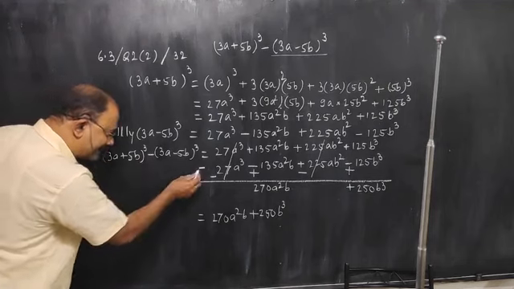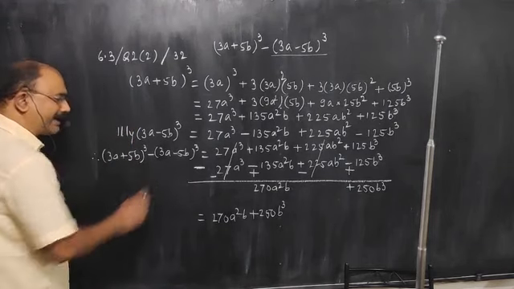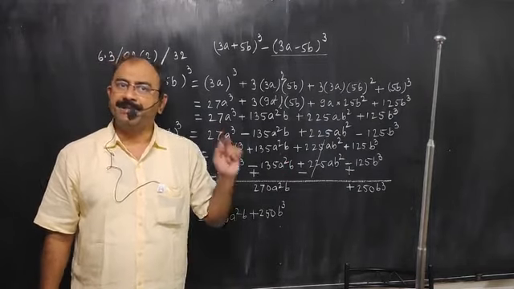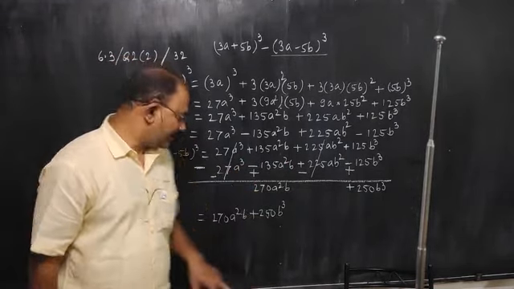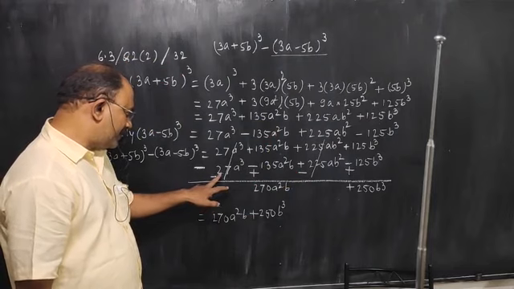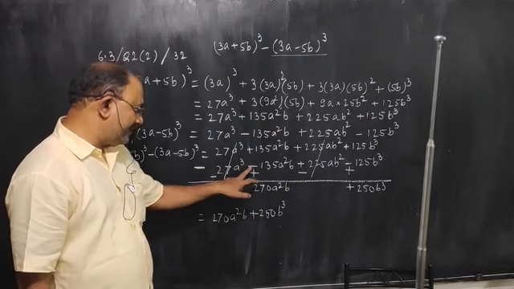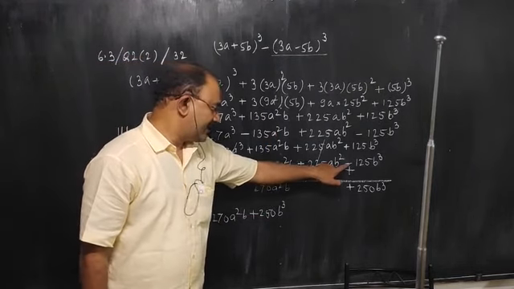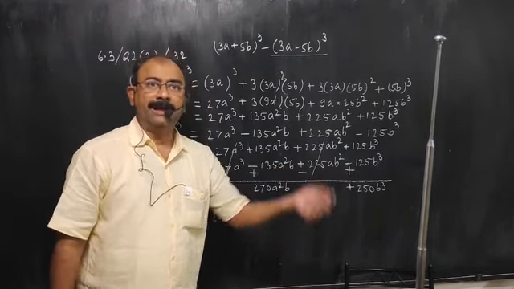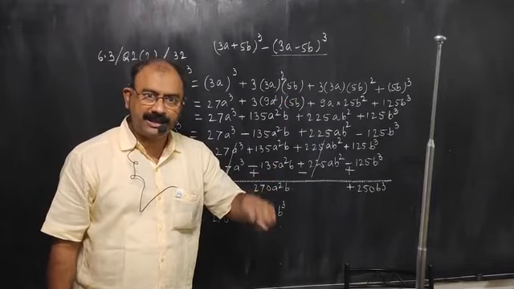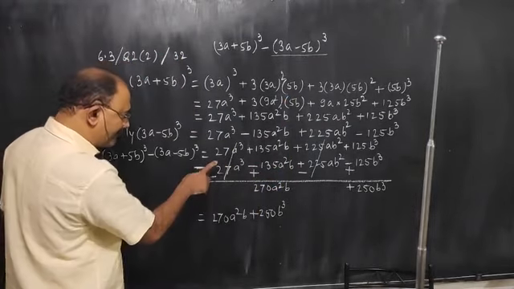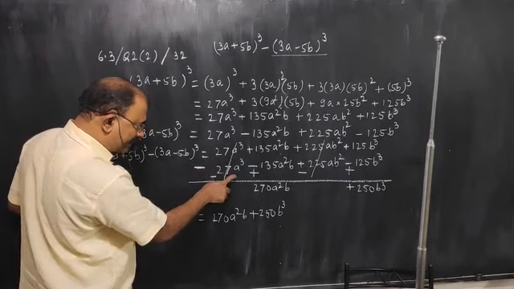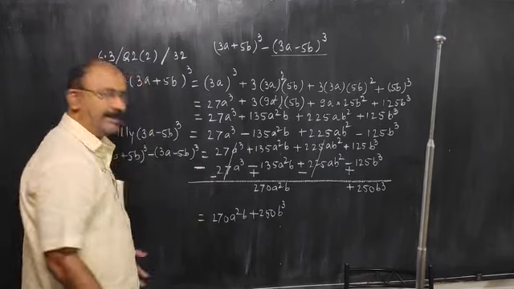But there is a minus sign between the two brackets. In that case, you have to change the signs of all the terms of the second bracket. So this was earlier positive, I made it negative. This is negative, I made it positive. This is positive, I made it negative. This is negative, I made it positive. And the new signs will be considered for the next step calculations. So 27a cube, the new sign is minus 27a cube. They cancel, you will get 0 here. No need to write.